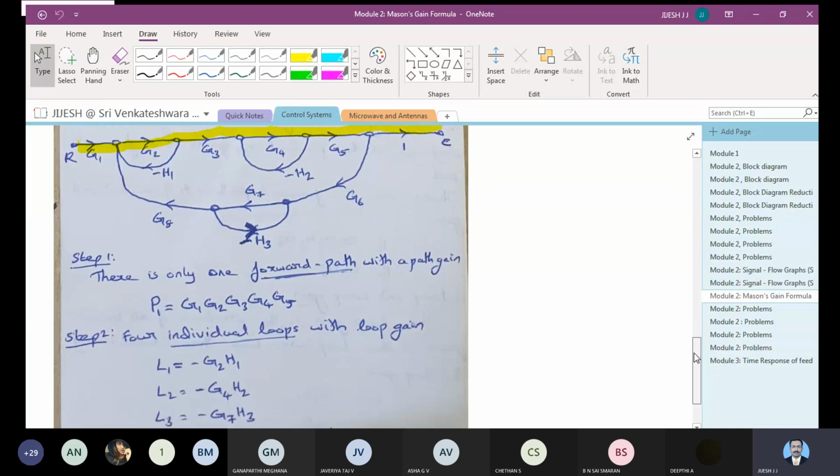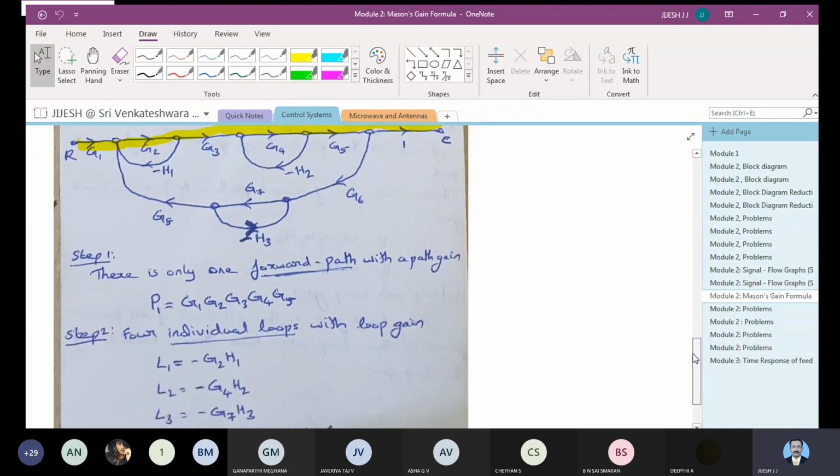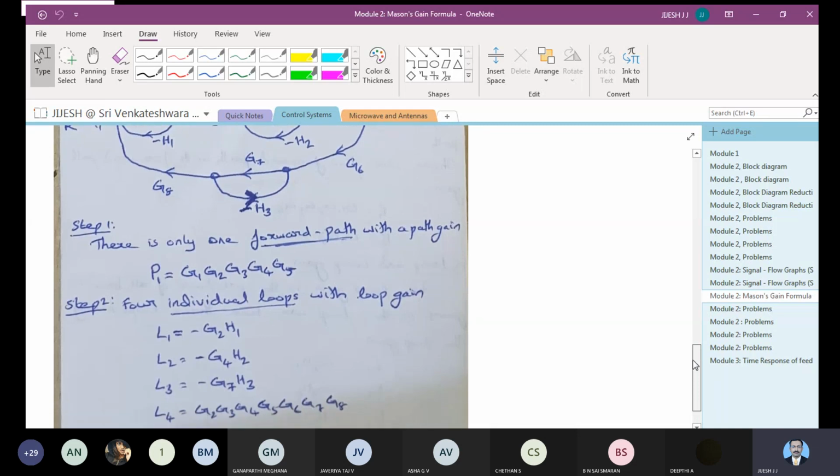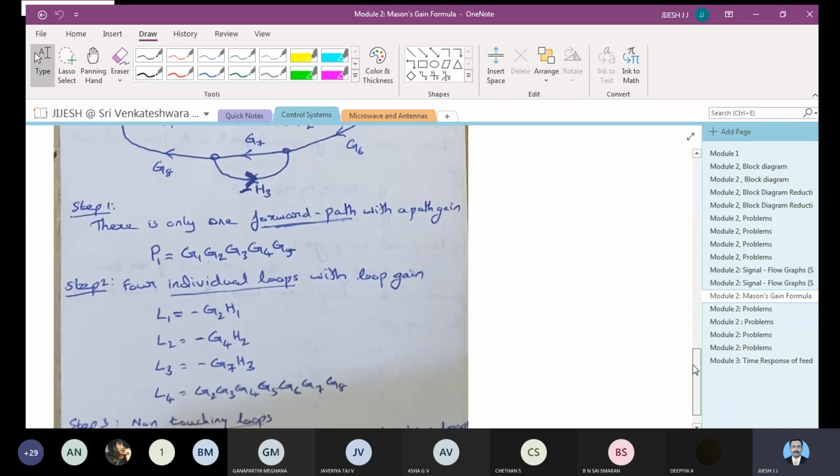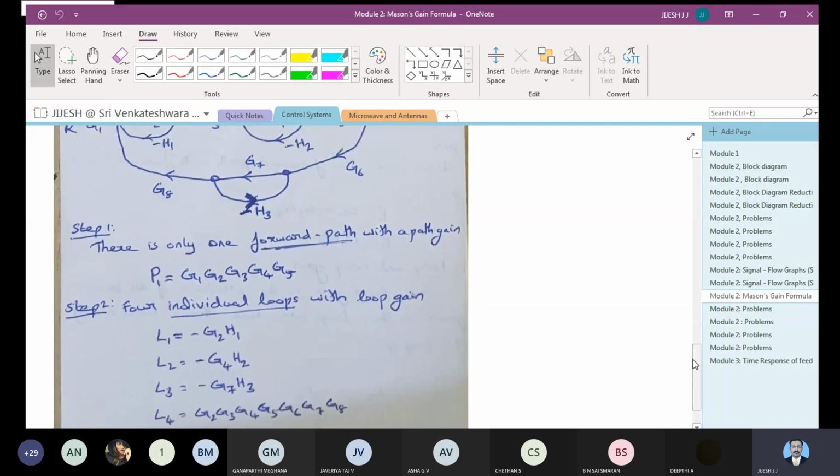Don't make any mistake in identifying the forward path as well as the loops, and don't be in so much of a hurry. I have found that some students see only 2 or 3 loops when 5 to 6 loops are possible. Some see loops which are not there, when there are only 1 or 2 loops but they see 5 to 6. Don't make this kind of mistake.